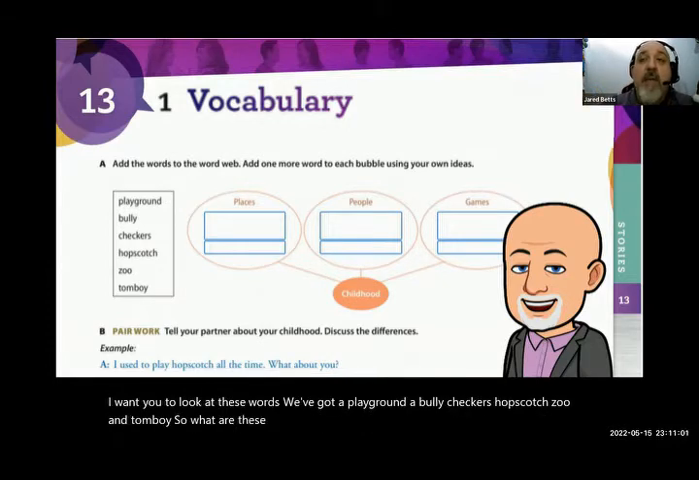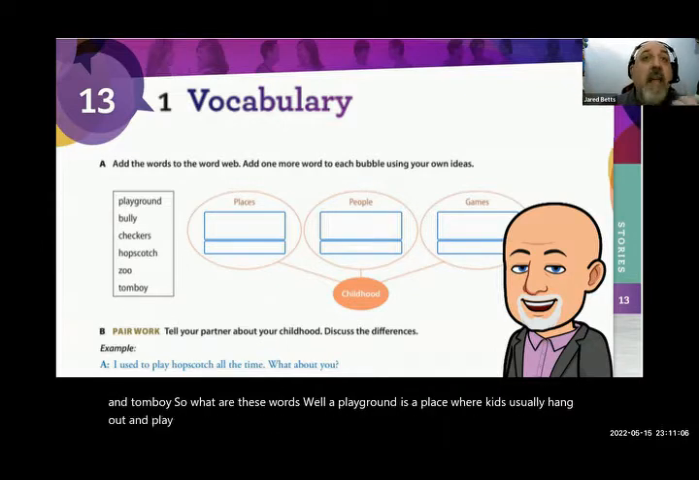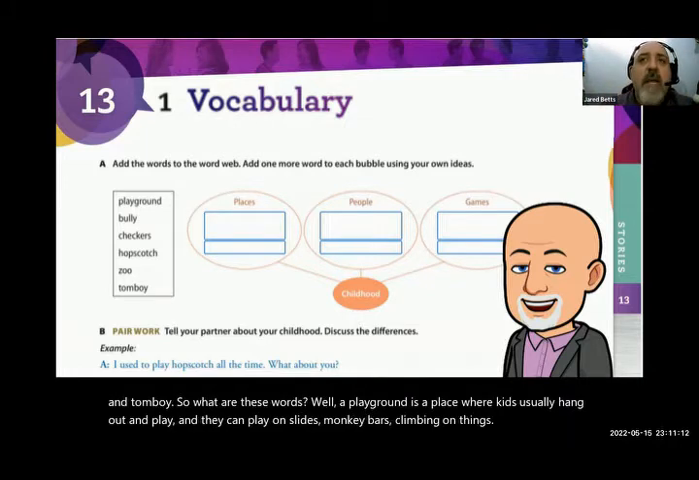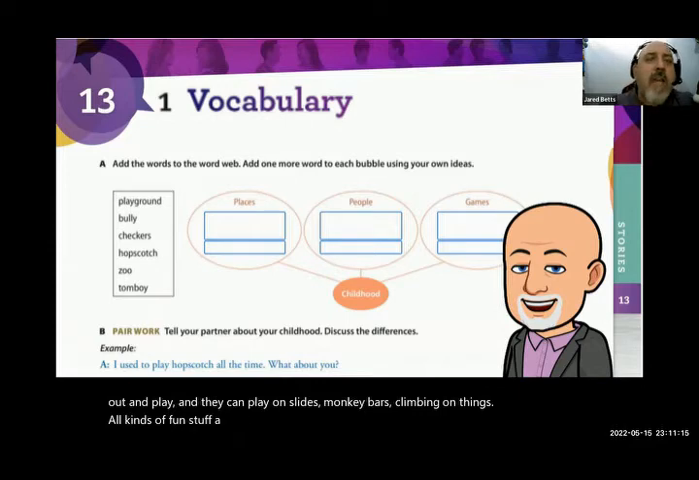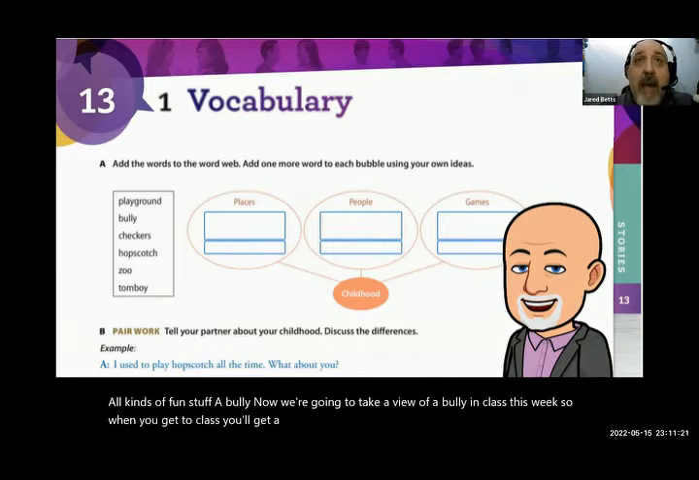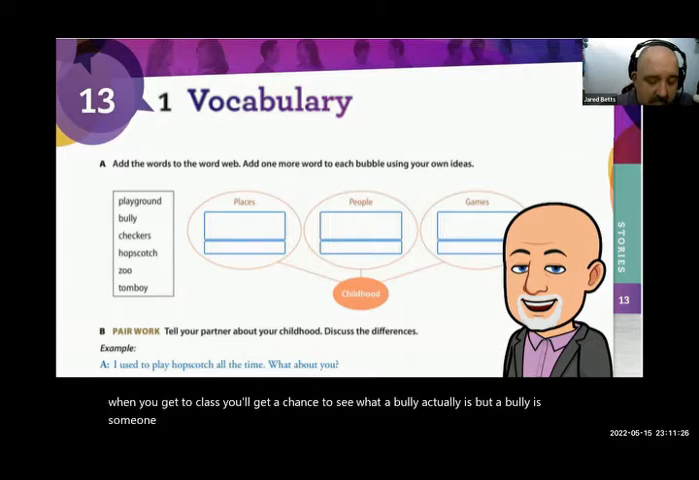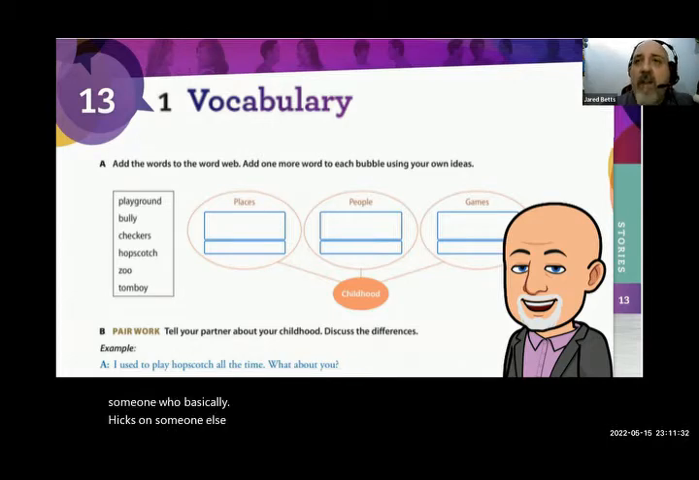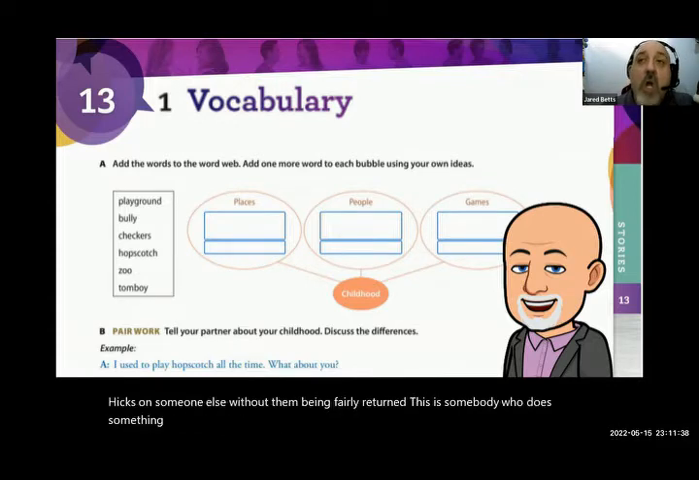Well, a playground is a place where kids usually hang out and play. And they can play on slides, monkey bars, climbing on things, all kinds of fun stuff. A bully. Now, we're going to take a view of a bully in class this week. So when you get to class, you'll get a chance to see what a bully actually is. But a bully is someone who basically picks on someone else without them being fairly returned. This is somebody who does something that's deliberately to hurt or to make someone feel bad.